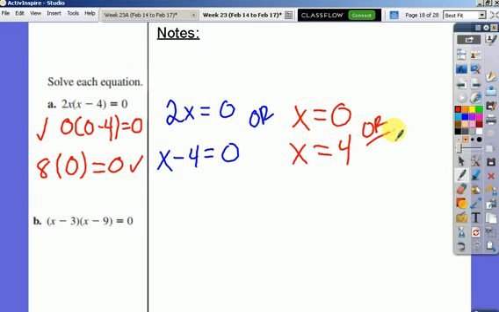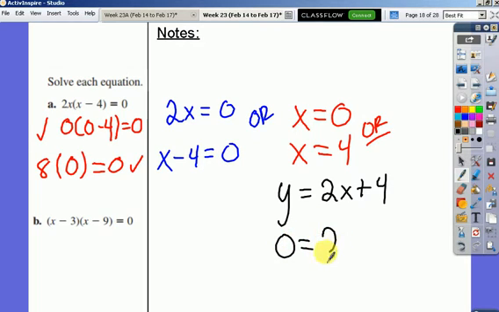Now what that means in a graphical sense, we'll talk about later. Again, what happens when I have a regular linear equation? Let's say y equals 2x plus 4. What am I looking for when I set y equal to 0? What's that called?